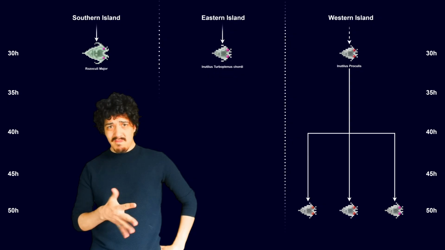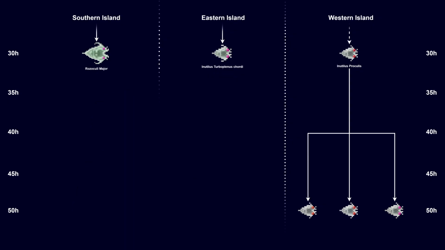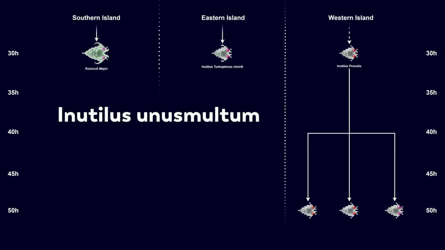They are not too interesting, so I think I'll name them quickly Inutulus unus multum 1, 2, and 3, for one of the many useless 1, 2, and 3. Looking at the situation in our favorite southern island, things are surprising.